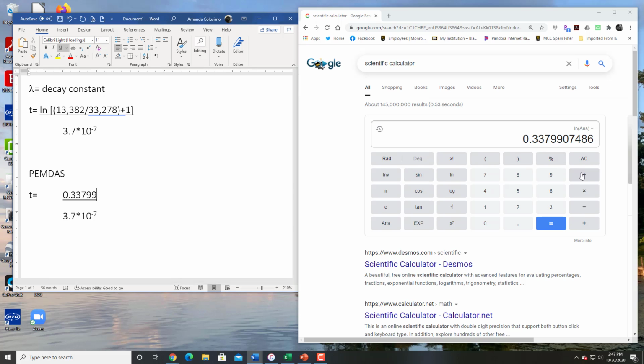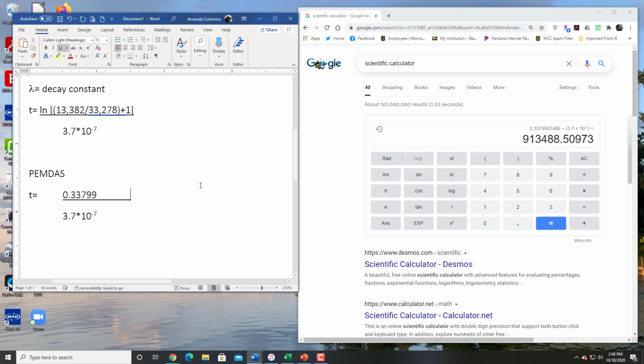And I'm going to divide it by, I'm going to use parentheses here, 3.7 times 10, and I'm going to raise it to, see this x to the y, it allows you to put a power on the 10 there. I'm going to raise it to negative 7, good. And then I close the parentheses, equals. And there's the age of my sample.